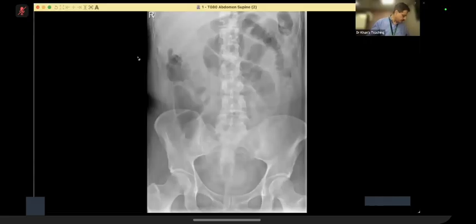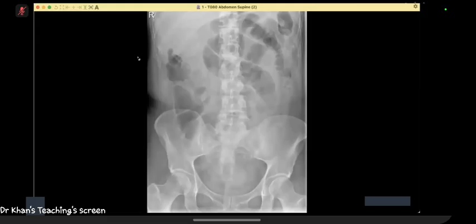Candidate 3. Yes, doctor. Over to you. What do you think? I'm presented with an abdominal radiograph of an adult patient, on which I can see that there are dilated small bowel loops at the center of the abdomen.